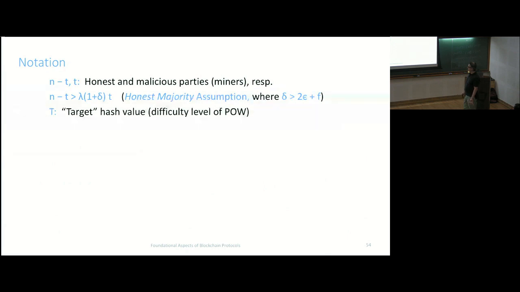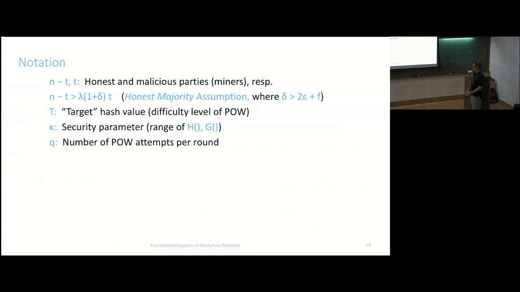T we already saw is the target hash value. Kappa, the security parameter, is the range of the hash function. Q is the number of proofs of work. Epsilon and delta: this is going to be our negligible probability type thing. We're going to parameterize the error by epsilon.